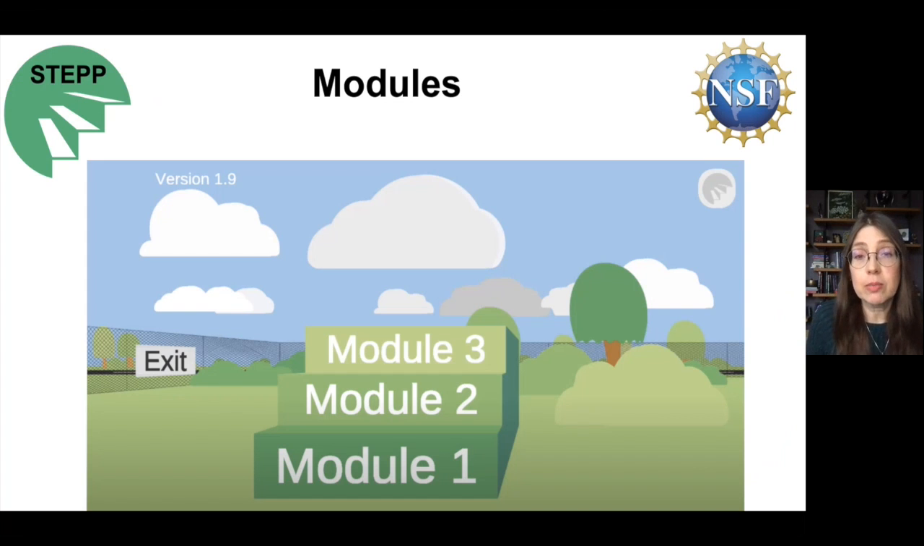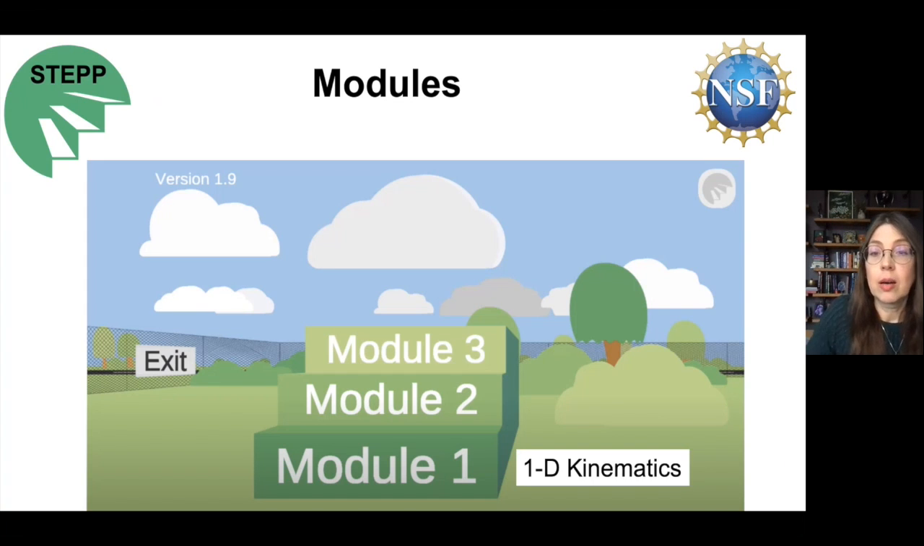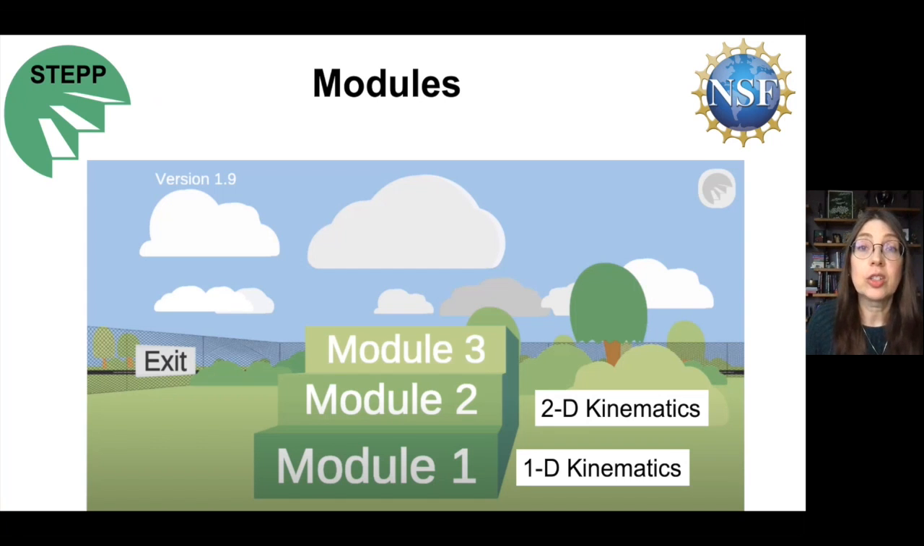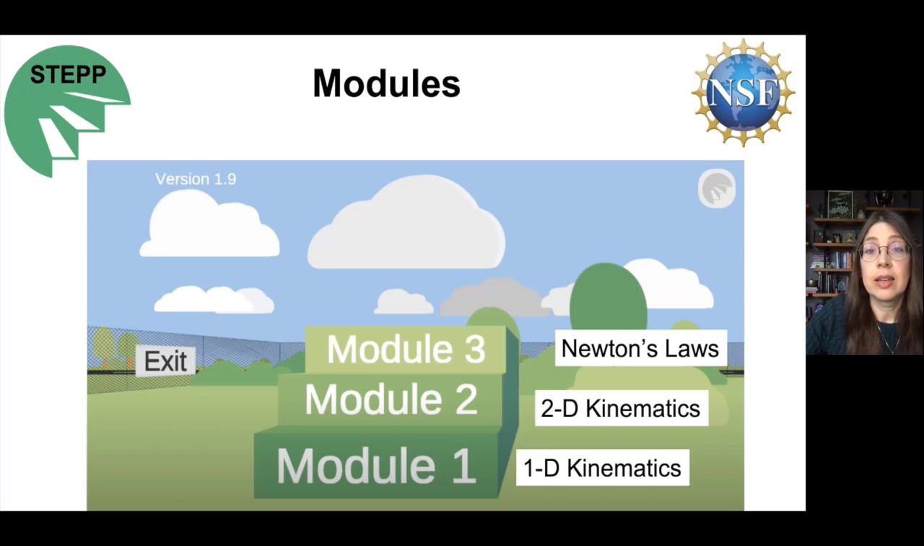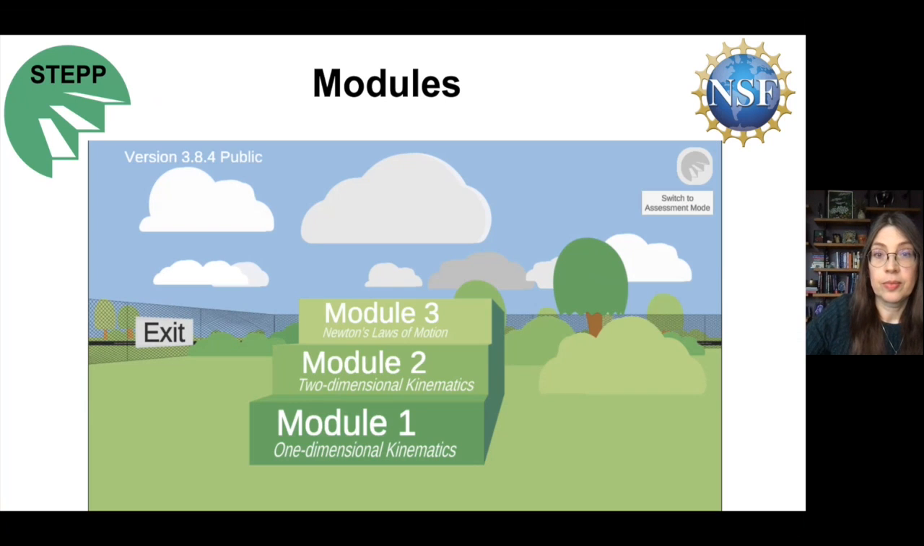So STEP has 3 different modules. Module 1 focuses on one-dimensional kinematics. Module 2 is two-dimensional kinematics. And module 3 is for Newton's laws of motion. These are the existing modules so far. We are seeking additional funding to create new modules and to keep STEP up and running for all of you free of charge in the future. So this is the current public version of STEP as of January 2022.